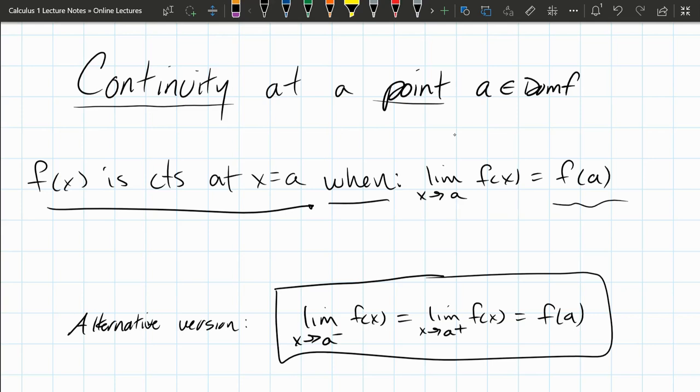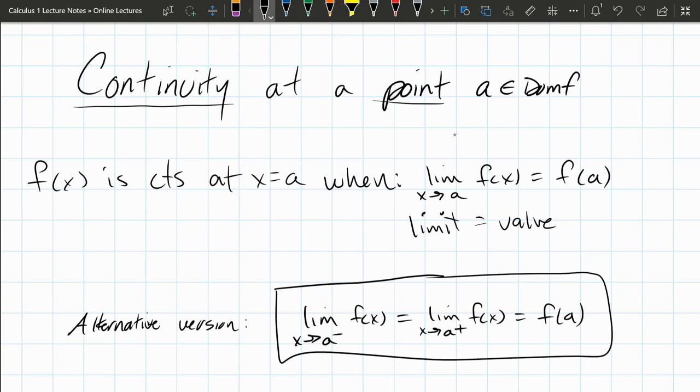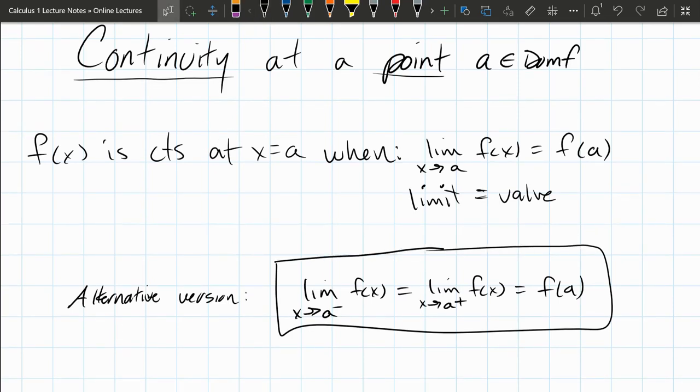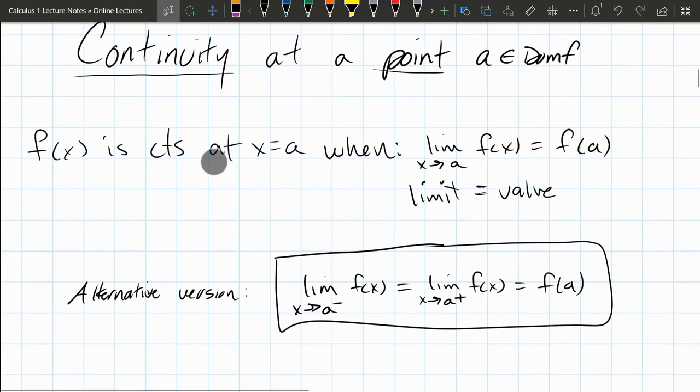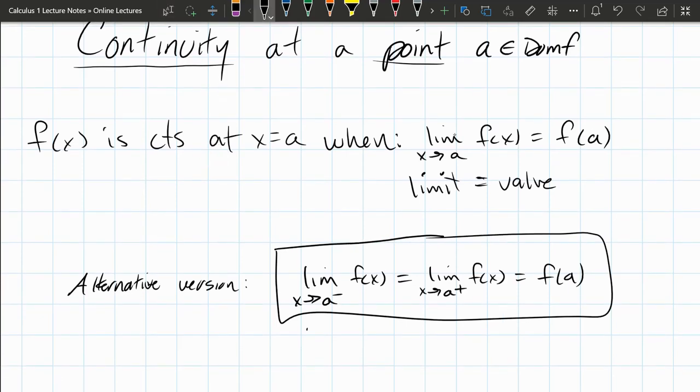And so we can summarize this by just saying when the limit equals the value. And that may make more sense on your note page when the limit equals the value. Alternative version I wrote here, because we have a left limit from negative land, if that equals the right limit, and those need to agree, they need to be equal, and that needs to equal the value.